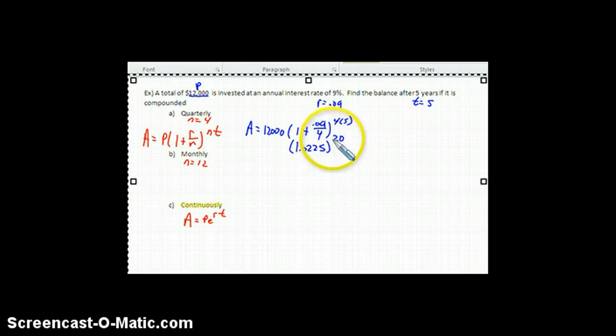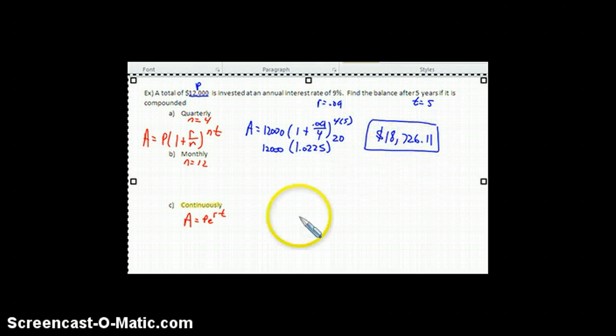And then I also just did this math in my head. 4 times 5 is 20. So now I can actually type this into my calculator. When I do that, because we're dealing with money, we'd round to 2 decimal places. We would get $18,726.11. So again, I'm rounding it to 2 decimal places because I'm dealing with money. That makes sense. If I start off with $12,000, I get 9% interest rate after 5 years, I should have more than my initial investment.